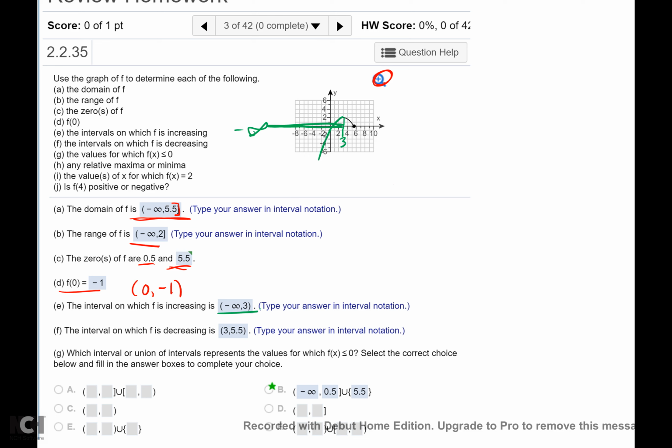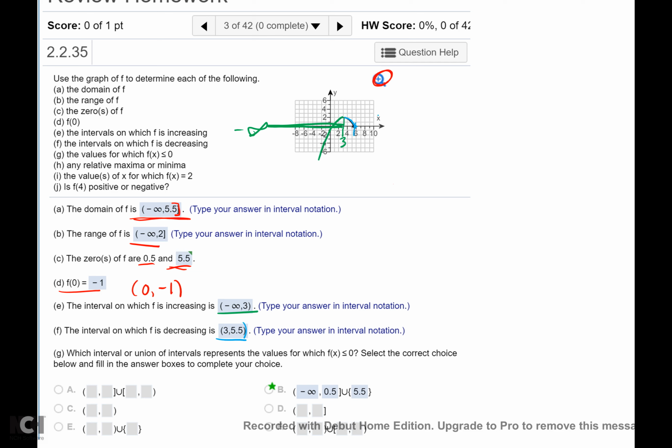And the interval on which f is decreasing, well, get a different color. It's decreasing from 3 to here, and then it stops. So it's not 3 to infinity. It's just from 3 to 5.5, it's coming down, and then it stops.